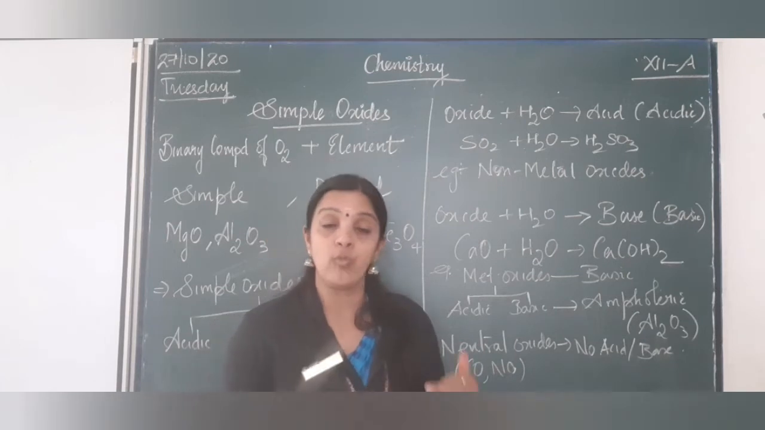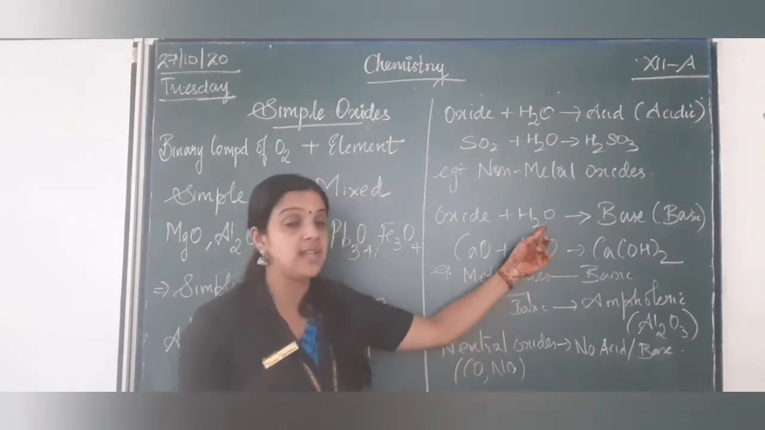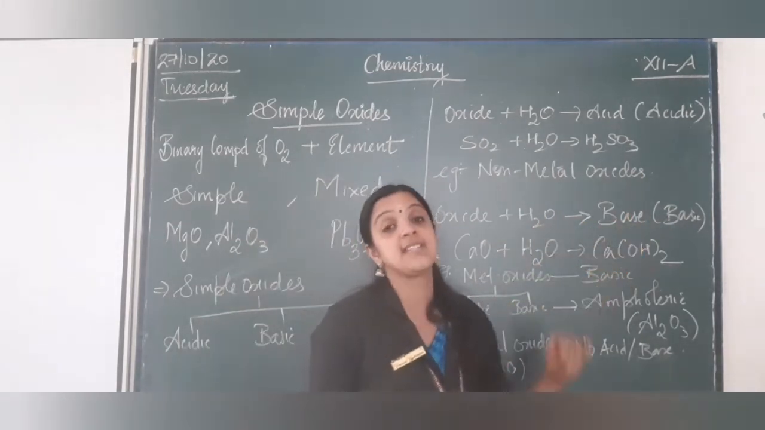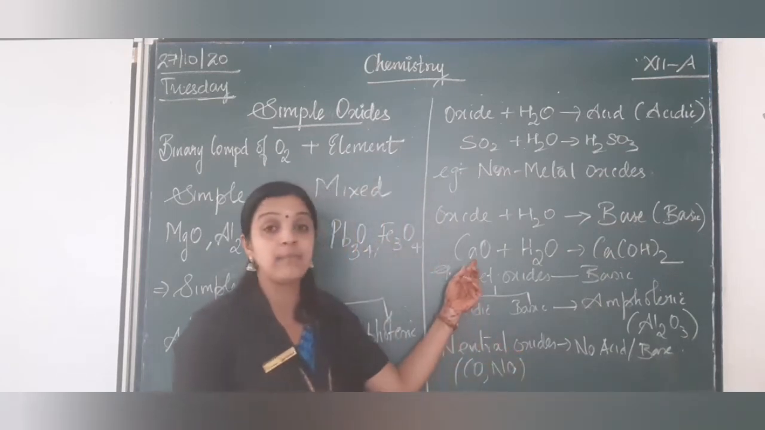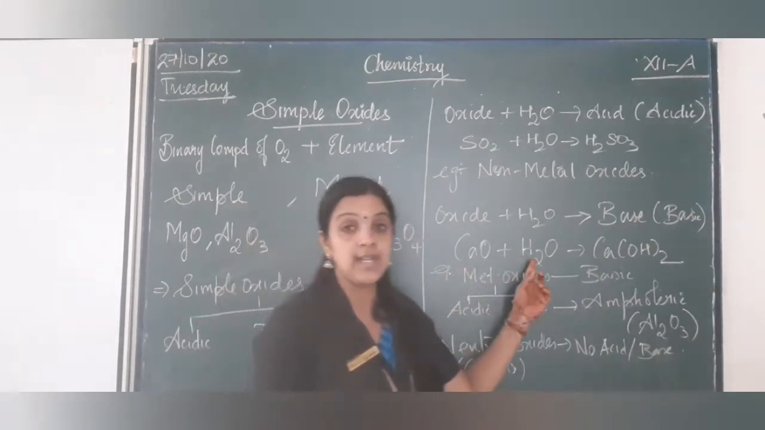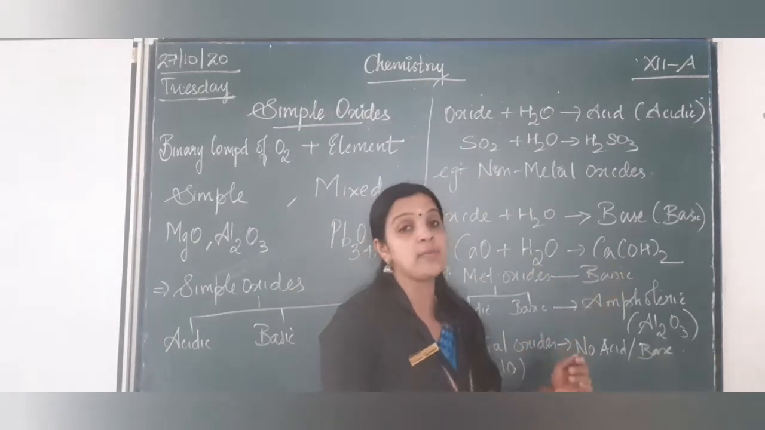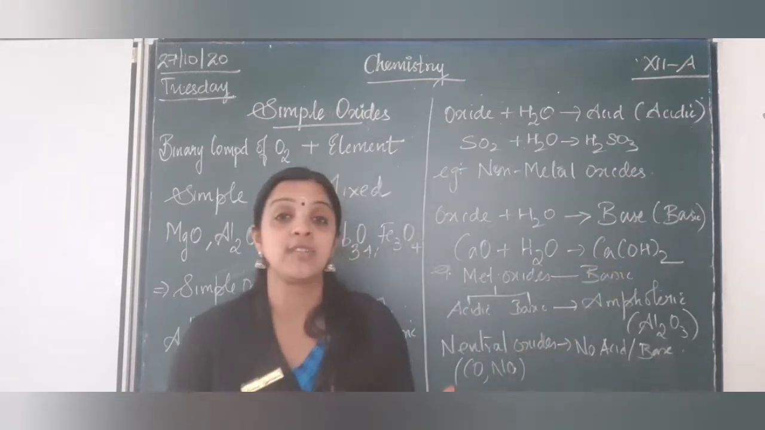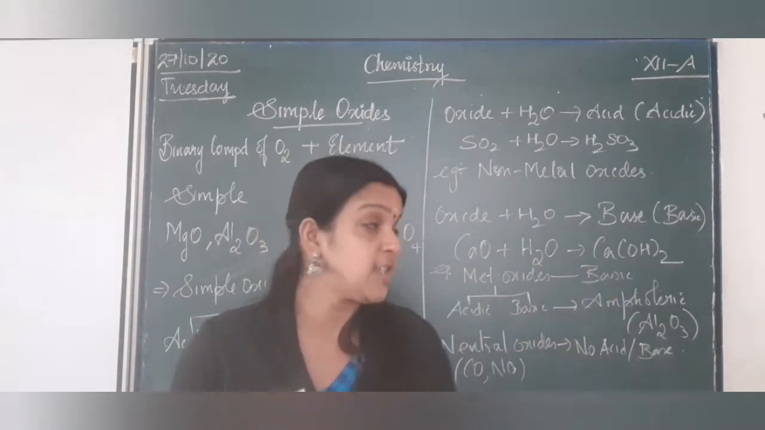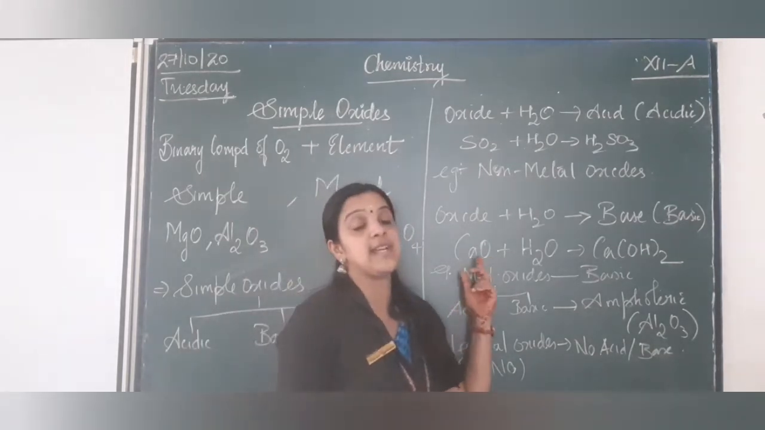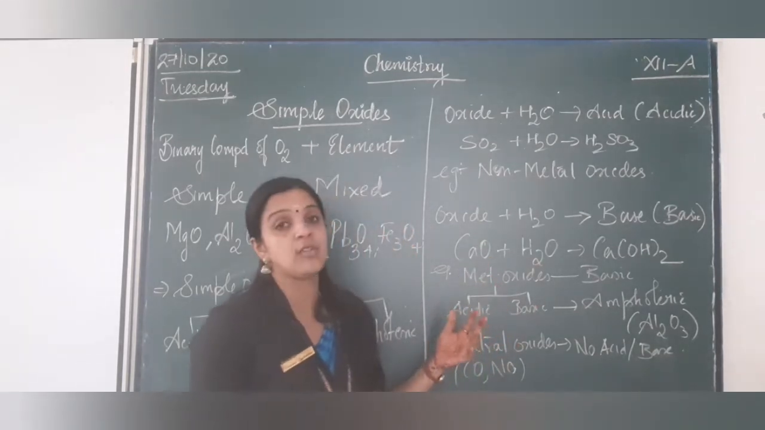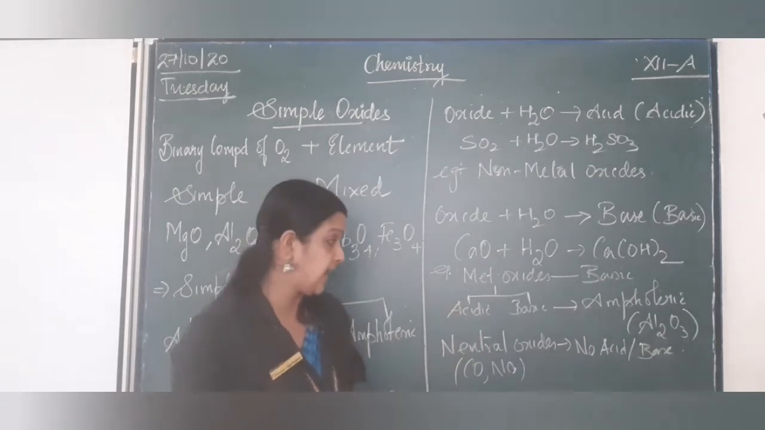Any oxide, when it combines with water and gives a base, has a basic property. For example, calcium oxide, when it combines with water, gives calcium hydroxide. We know calcium hydroxide is a base, it is alkaline in nature. So calcium oxide is basic. All the metal oxides will be basic in character.